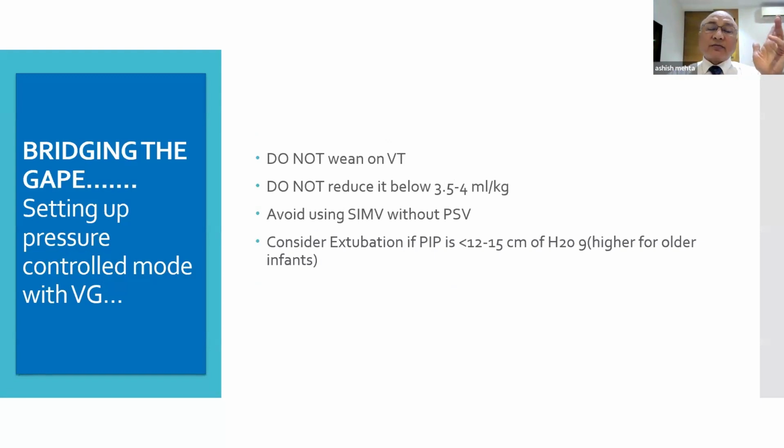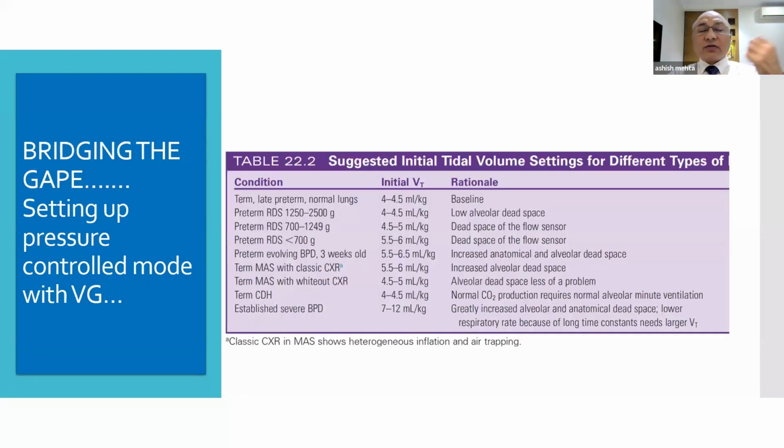And that's perfect. What you do not need to do when you are weaning is wean on tidal volume. Tidal volume is fixed at 3.5 to 4 ml per kg. If you are using SM in small babies, always put the PSV on. And the moment your PIP is reaching 12 to 15 with targeting of 3 to 5 ml per kg of tidal volume, you should take the baby off the ventilator and put on this.